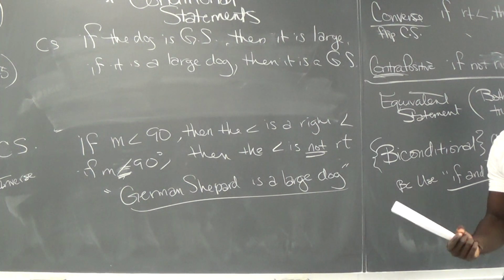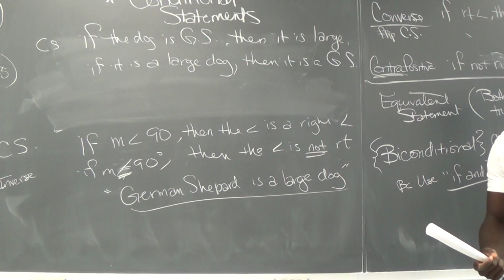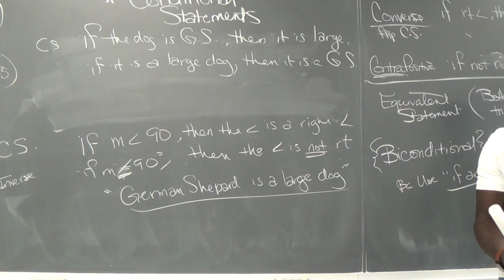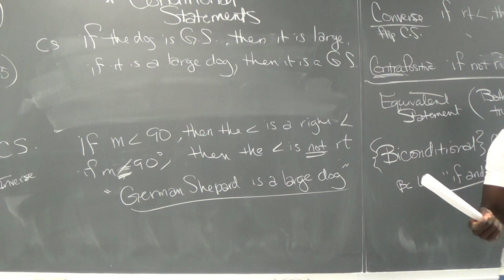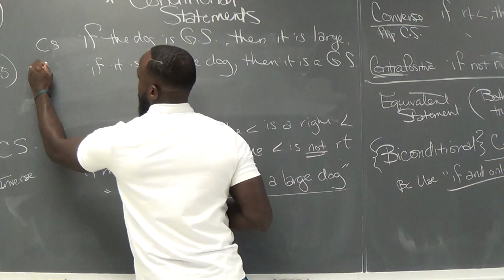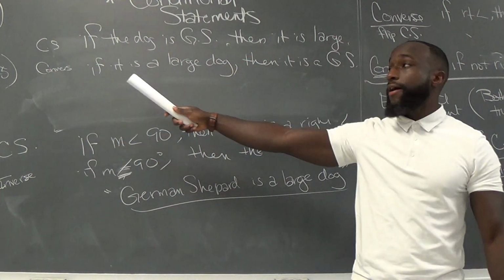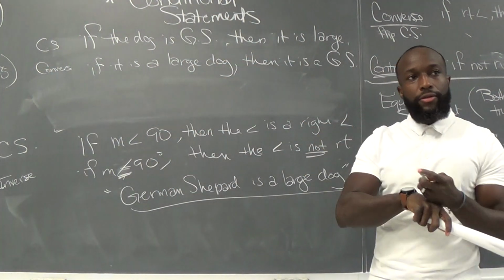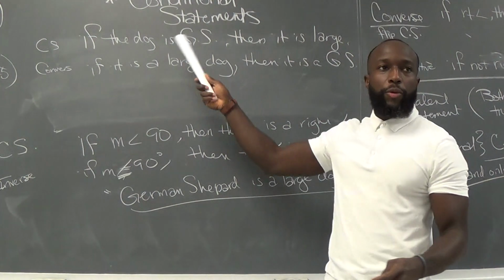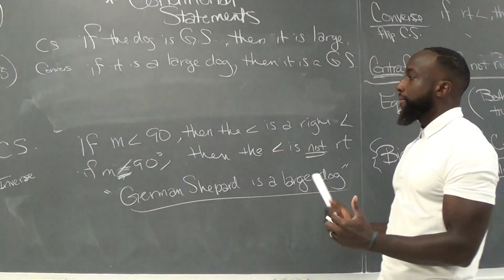Can you name another large dog for me? A pit bull. Great Pyrenees, Great Dane, Boxer, Saint Bernard. Chihuahua. Nah, a Chihuahua is not quite a large dog. All right. So we got a conditional statement and a converse statement. Abigail, does that make sense to you? So you just flip them around. That's it. Now, give me an inverse statement.